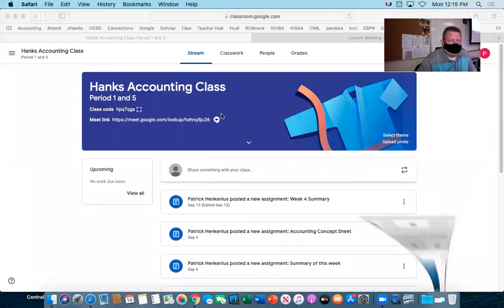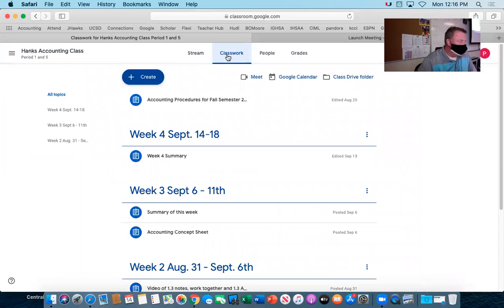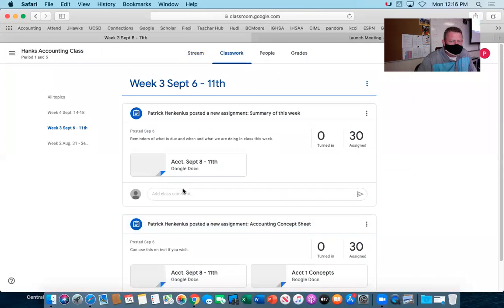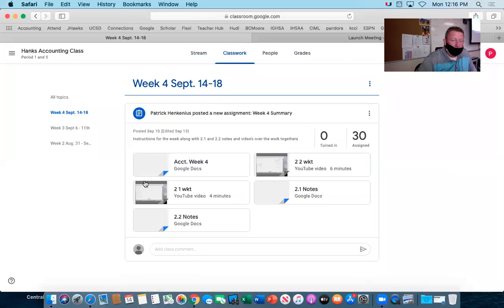The first thing we're going to do that I want to show you is, if you click on this classwork tab, you have all the different weeks we have: week 2, week 3, week 4. So we just got done with week 3. Accounting concepts can always be used on the test. We had our sheets that we were doing for the test. We're making sure we had done the application problem. So I got all that stuff. Hopefully you're good to go.